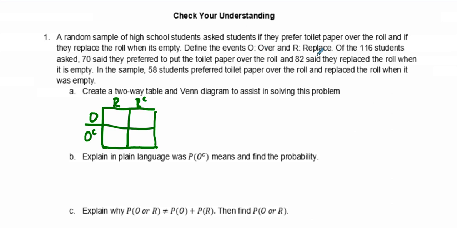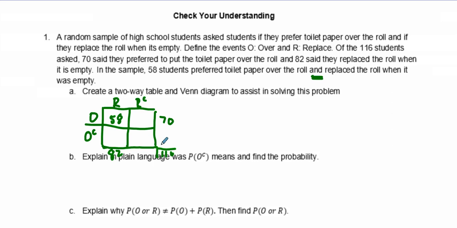First off, it says 116 students were asked, so 116 students total. I'll put that right there. 70 said they preferred to put the toilet paper over the roll, so 70 students prefer to put it over the roll. And 82 said they replaced the toilet paper, so 82 is going to be right here. And in the sample, 58 students preferred toilet paper over the roll and replaced the roll when it was empty. So we're going to have 58 right there.